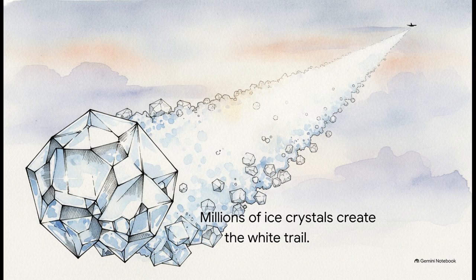When sunlight hits this massive, dense cluster of freshly formed ice crystals, it reflects back to our eyes on the ground as a solid, brilliant, visible white trail. You are quite literally looking at a man-made glacier of microcrystals suspended in the sky.